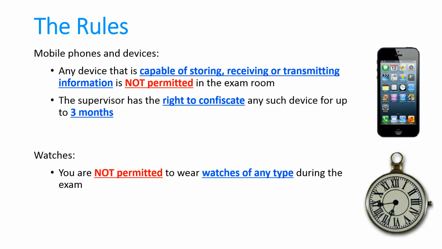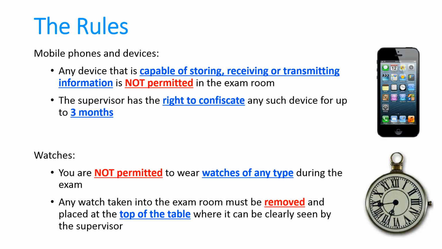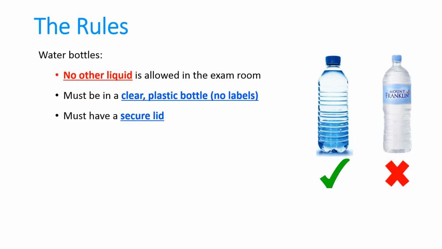Your watches are not permitted. You're not allowed to wear them. If you do wear one, it has to be taken off and put on the top of the table where it can be clearly seen by the supervisor. Bottled water, you can only take, if you're going to take a drink in, bottled water. And if you do, it's got to be in a clear plastic bottle with no label. So the Mount Franklin bottle on the right there would be no good. The clear plastic bottle on the left would be fine. Must also have a secure lid, so it can't be open without you being able to close it again.